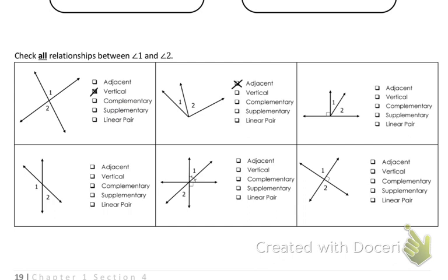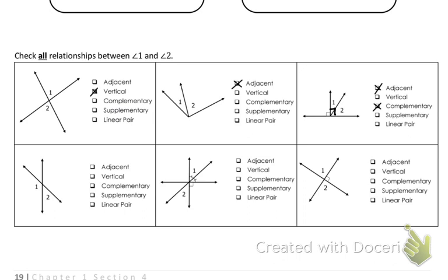1 and 2. Are they adjacent? Yes. Are they vertical? No. Are they complementary? Do they add to 90 degrees? Yes, they do. They're complementary because see how this is 90 degrees? That means the other side is also 90. So it could be two things. They could be adjacent and complementary.